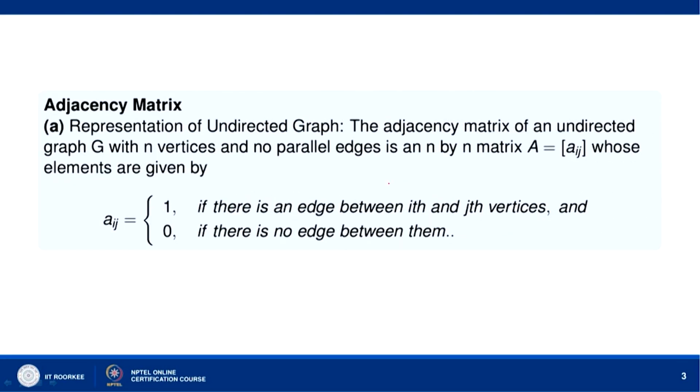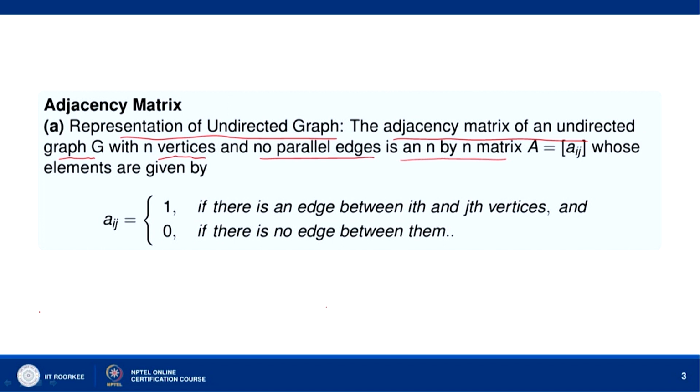Let us first discuss the adjacency matrix representation of an undirected graph. Suppose we want to represent an undirected graph. Then the adjacency matrix of an undirected graph G with n vertices and no parallel edges is an n by n matrix A equal to [Aij], where elements are given by Aij equal to 1 if there is an edge between the ith and jth vertices, and 0 if there is no edge between them.